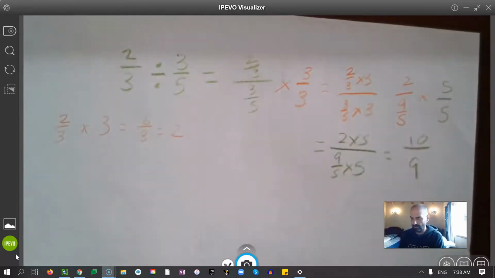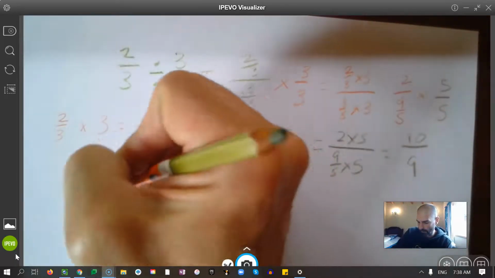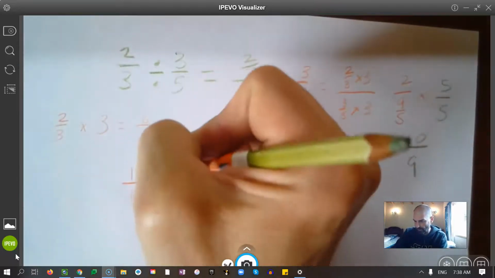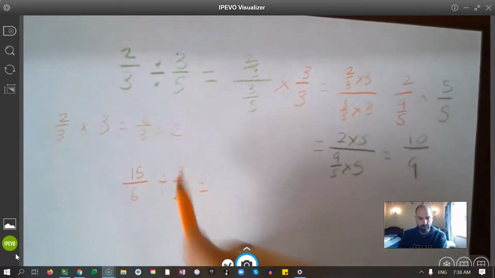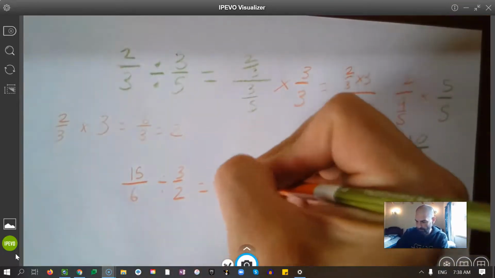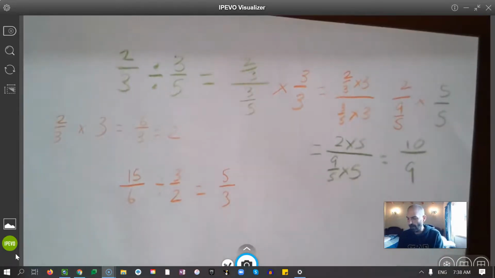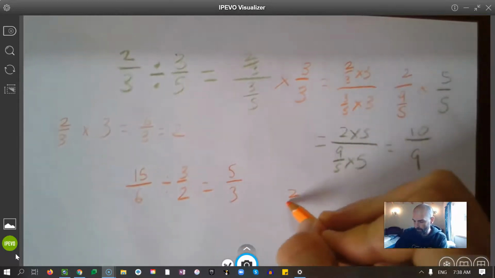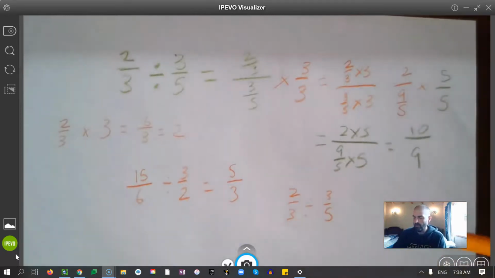Let me think of a problem that would work. If it was 15/6 divided by 3/2, that would equal 15 divided by 3 is 5, and 6 divided by 2 is 3. That would actually equal 5/3. Okay.